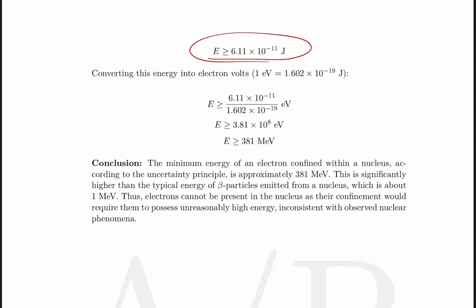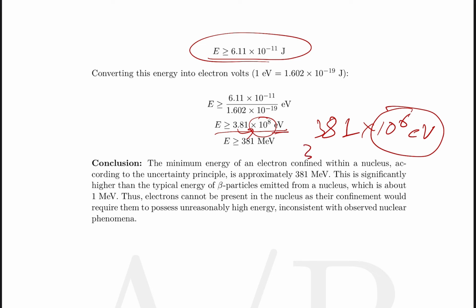If I need to find out in terms of electron volt, then just divide it by 1.6 into 10 raised to the power minus 19. We get 3.81 into 10 raised to the power 8 electron volt, or if we shift two decimal places, 381 into 10 raised to the power 6 electron volt. This is mega electron volt. So it comes out to be 381 mega electron volt.